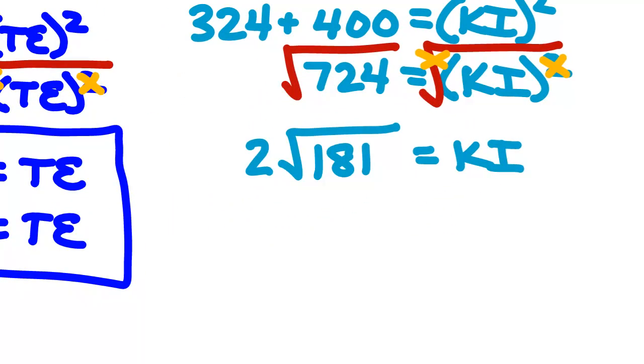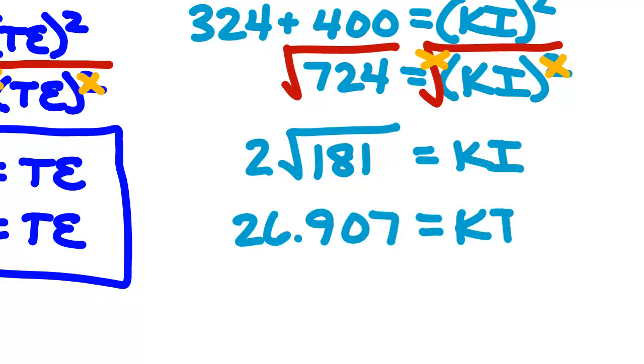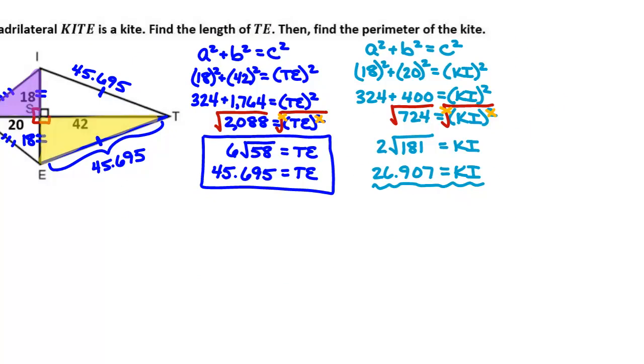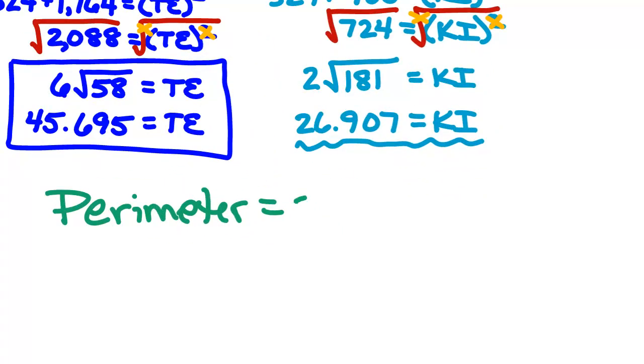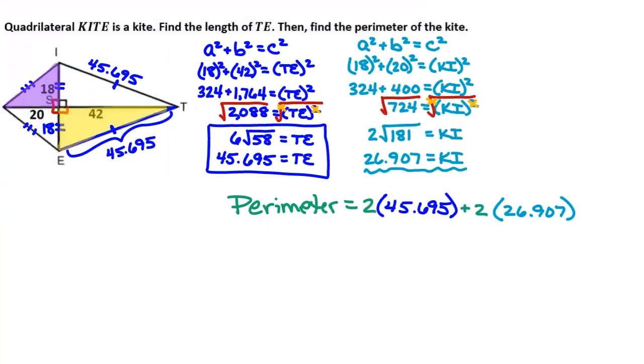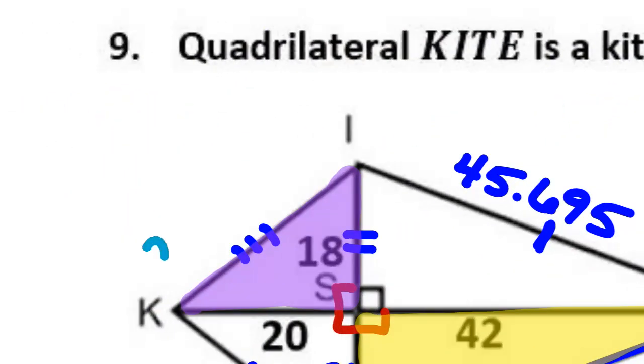In its decimal form, that would be 26.907. So this is the form that I'm going to use to find the perimeter. I have two sides that are 45.695. And I have two sides that are 26.907. I'm going to add those two to my picture.